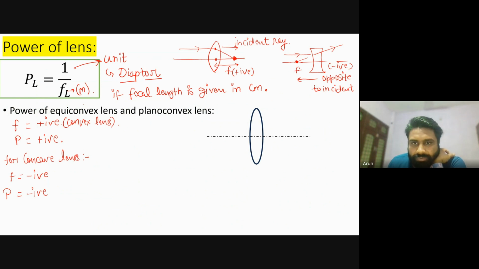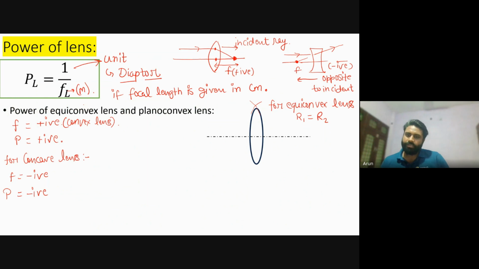Firstly, this is the equiconvex lens. For an equiconvex lens, equi means equal. So this R1 is equal to R2. The radius of curvature of this surface is equal to the radius of curvature of this surface. So that lens is termed the equiconvex lens. Got it? Now, if we try to find out the formula of focus, or sorry, power of this lens, what should it be?